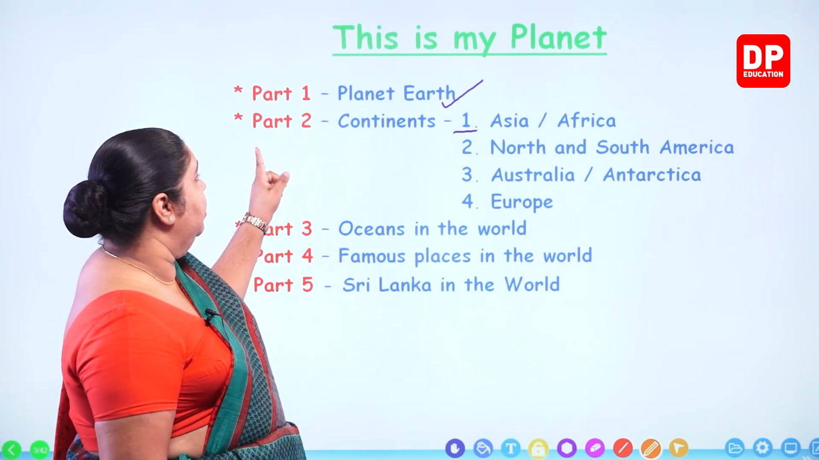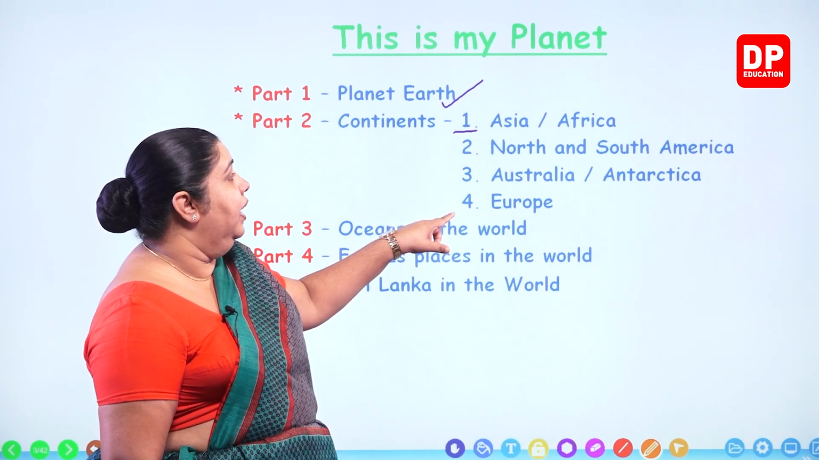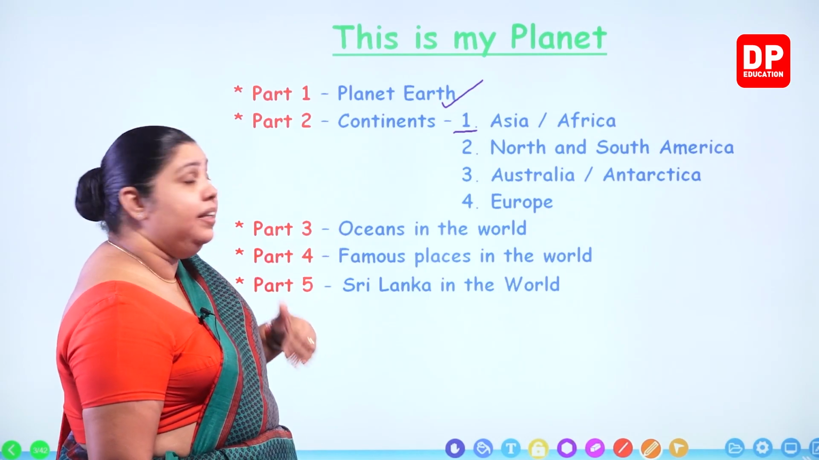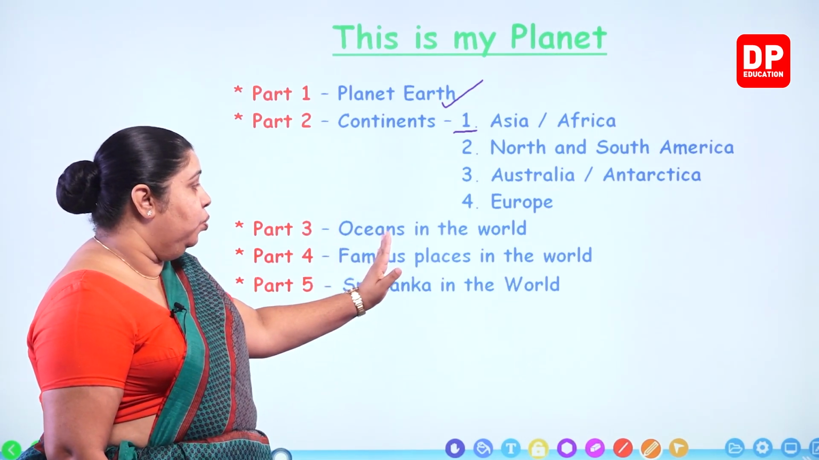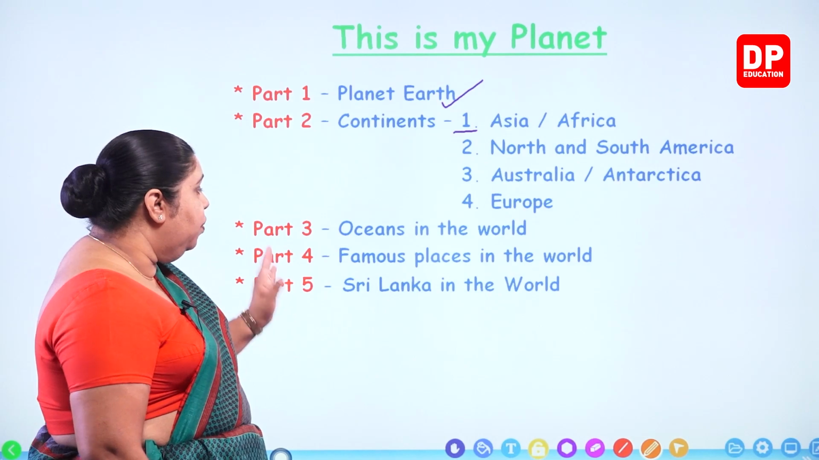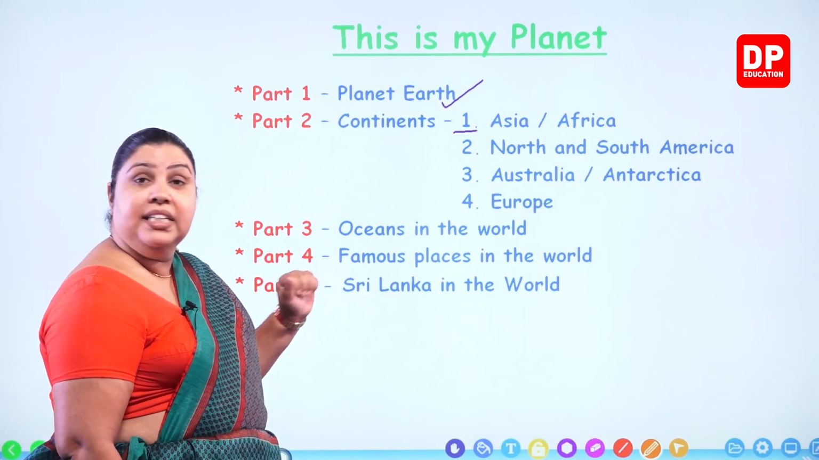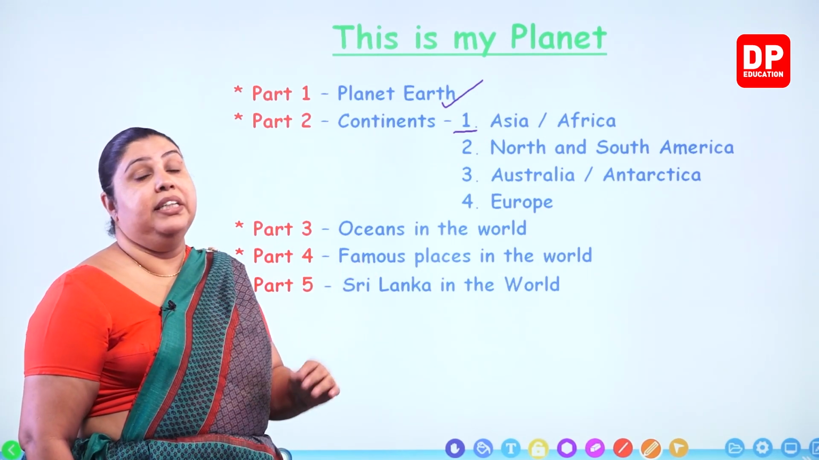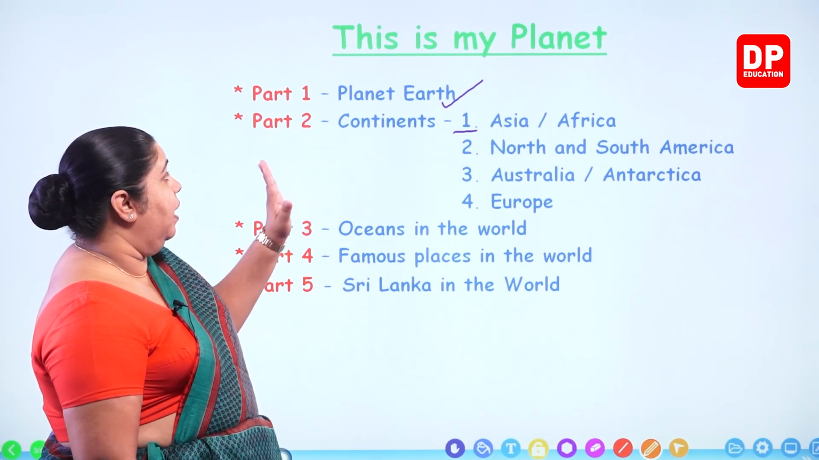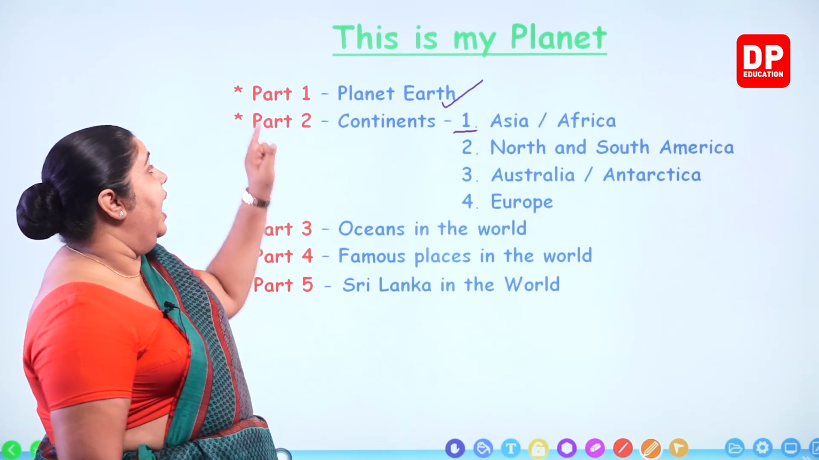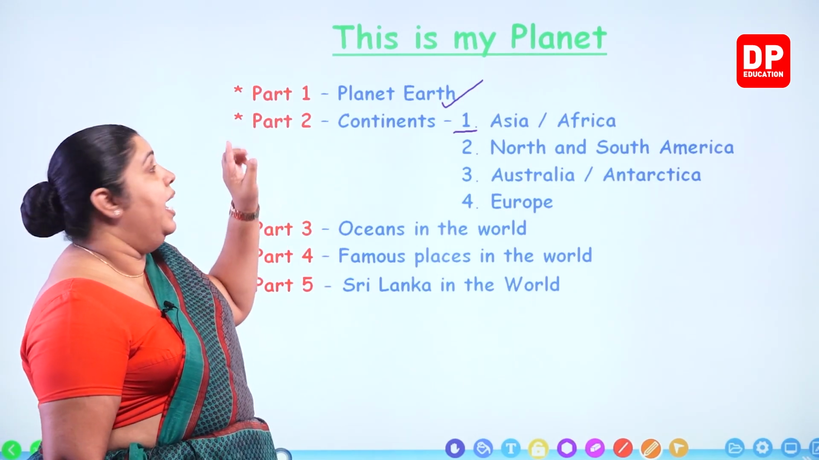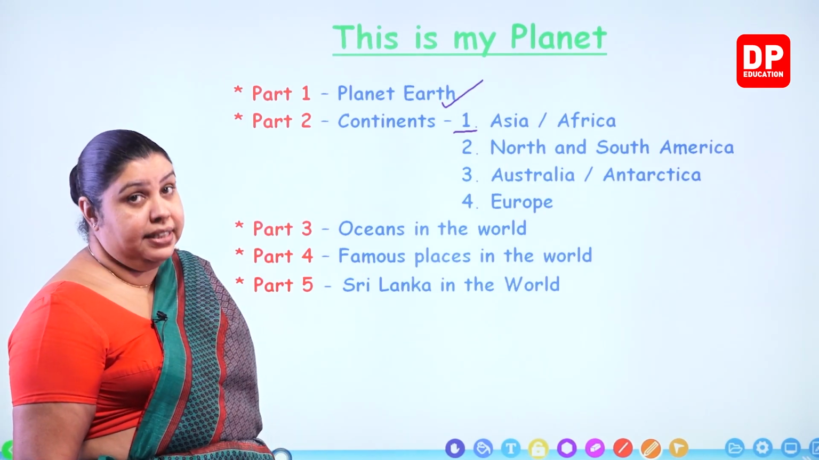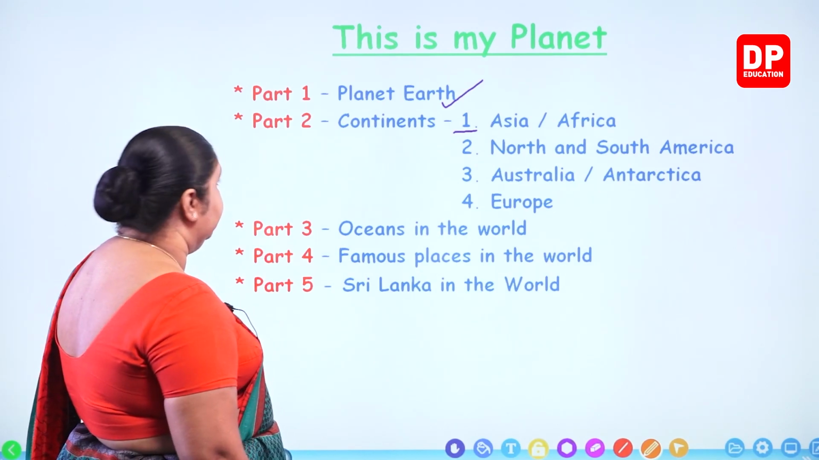So lesson number 2 part 2 will continue from 1, 2, 3 up to number 4. Then part 3 we will speak about oceans in the world. Part 4 we will talk about famous places in the world, and then the last one, Sri Lanka in the world, is our part 5. So lesson number 2 has got 5 parts and we have completed the first part, and we are going to do the second part in lesson 2. So let's start our lesson.